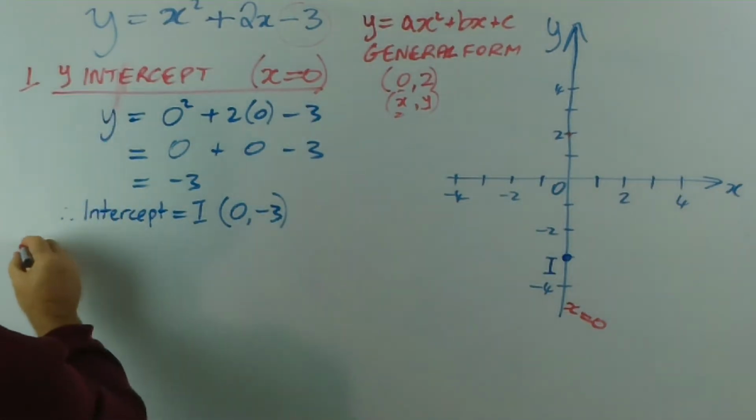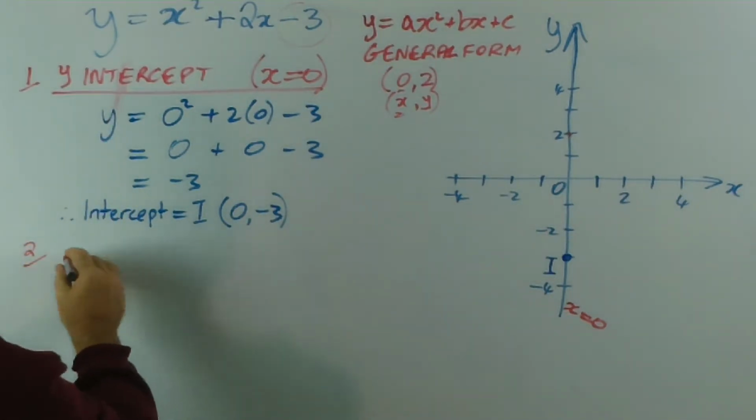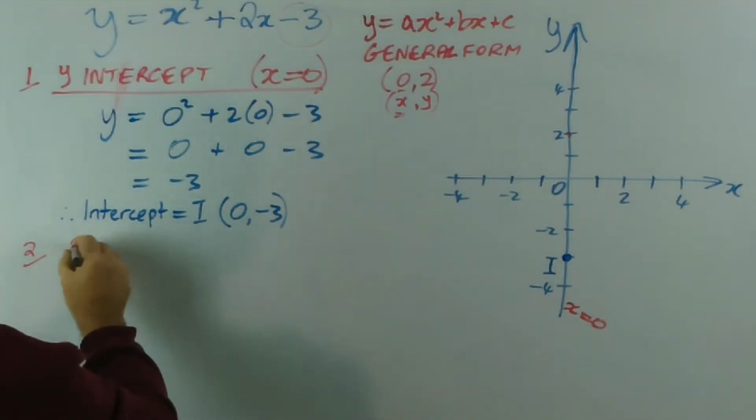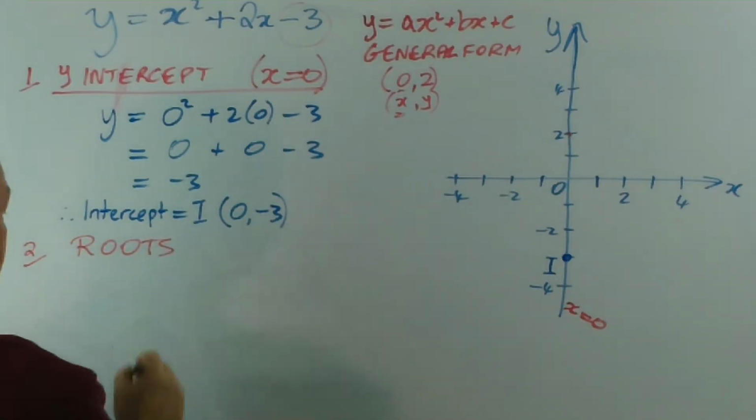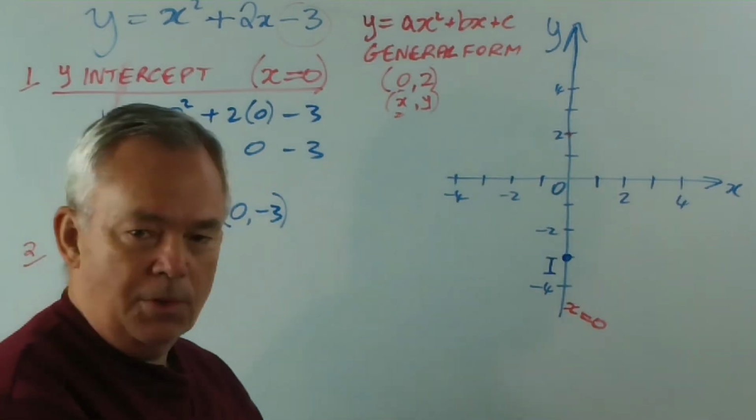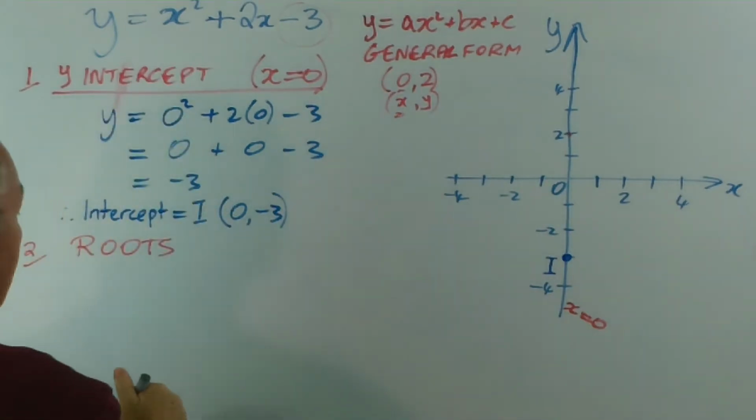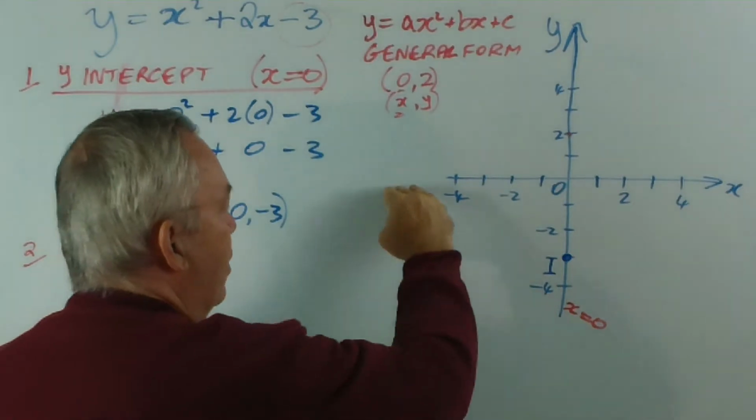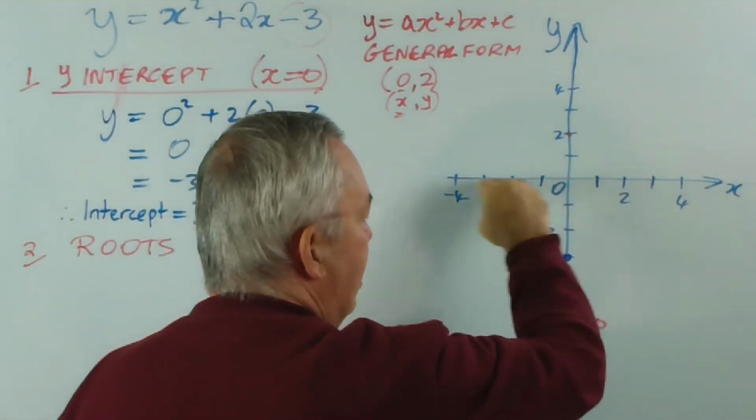Now the second one are what we call the x-intercepts, or the roots. I'm going to write roots because it's a little bit faster. You might write x-intercepts or roots or zeros, whichever you prefer. How do we find them? Well, they're where the parabola cuts this axis.